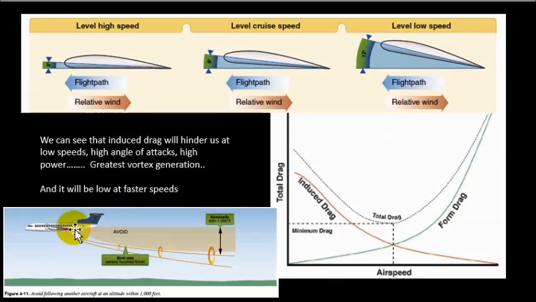It's always with us. So one thing, those vortices that are created, they fall and sink behind the aircraft as the aircraft flies through. And we need to avoid wingtip vortices when we're flying behind larger aircraft.